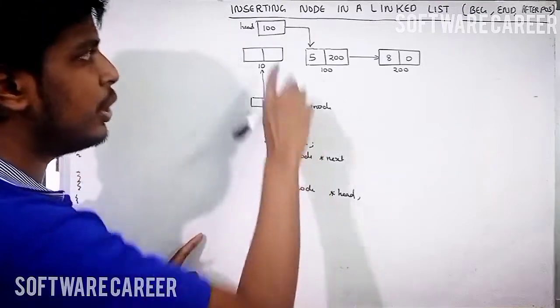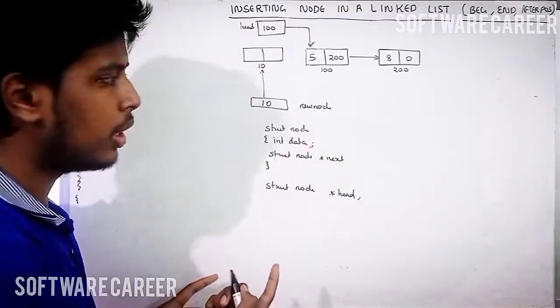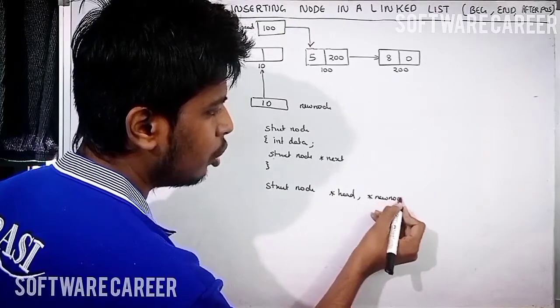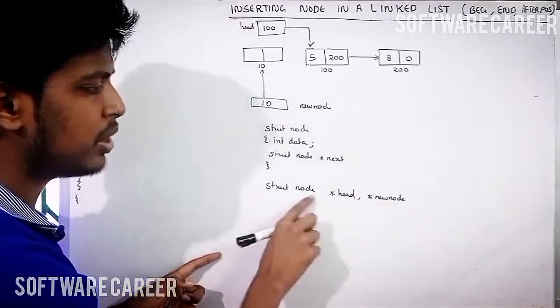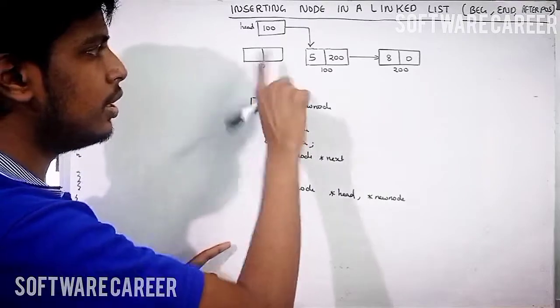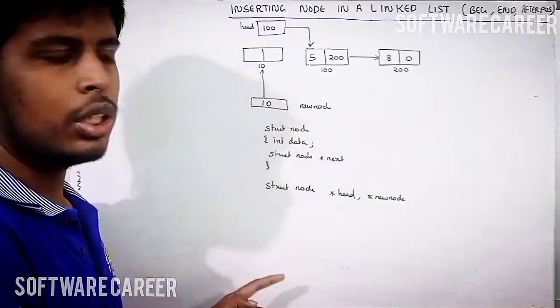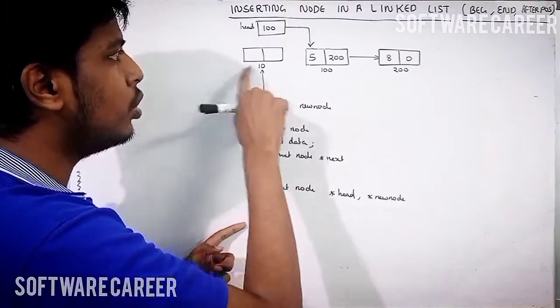Now I have created pointer head. Now the new node pointer is also there. So I am creating it, pointer new node. Now pointer new node also has the same struct node with integer and pointer part. Now see, now I have created two pointers. Now first step is I should create this new node.